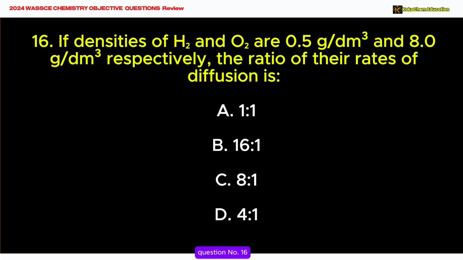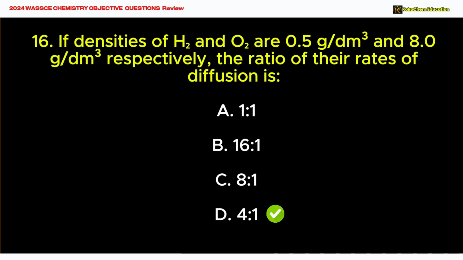Question number 16. If densities of H2 and O2 are 0.5 grams per dm cubed and 8.0 grams per dm cubed respectively, the ratio of their rates of diffusion is A. 1:1, B. 16:1, C. 8:1, D. 4:1. The correct answer is D.